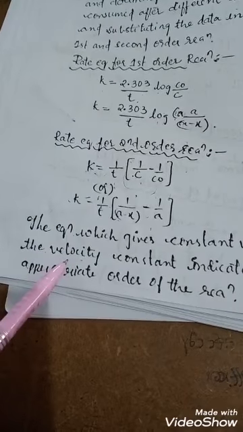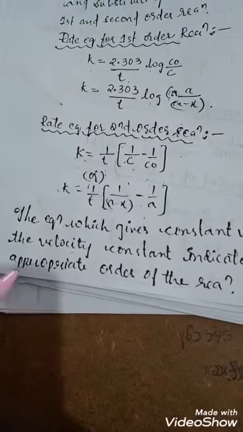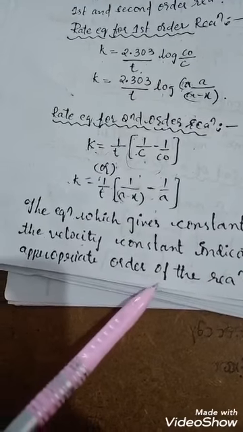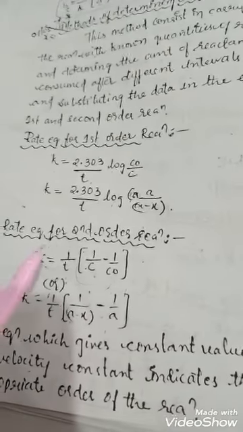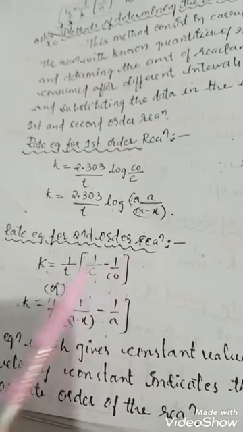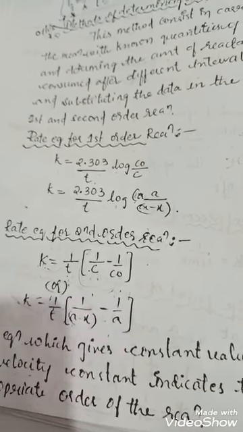The equation which gives the constant value of K, the velocity constant, indicates the appropriate order of the reaction. So in the rate equation for second order reaction, K equals 1 by t, 1 by c minus 1 by c naught. This is the equation.